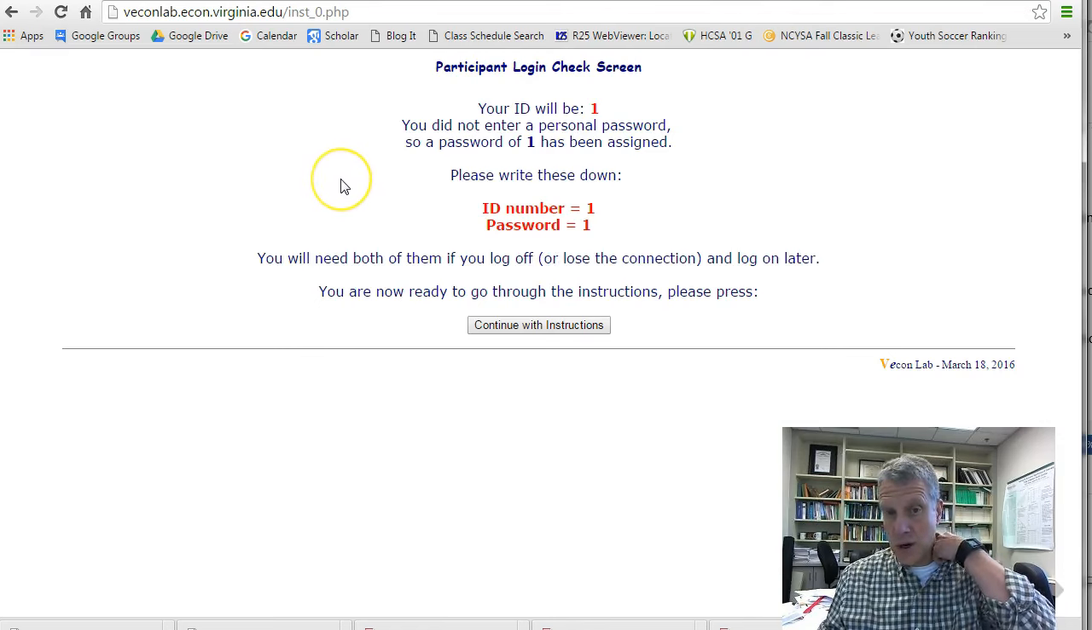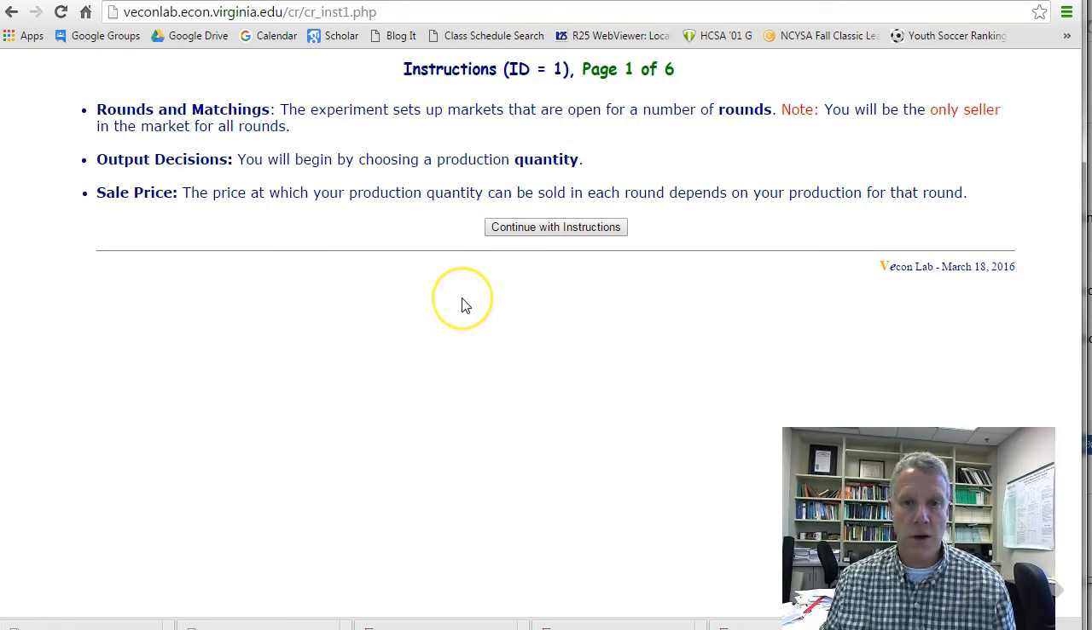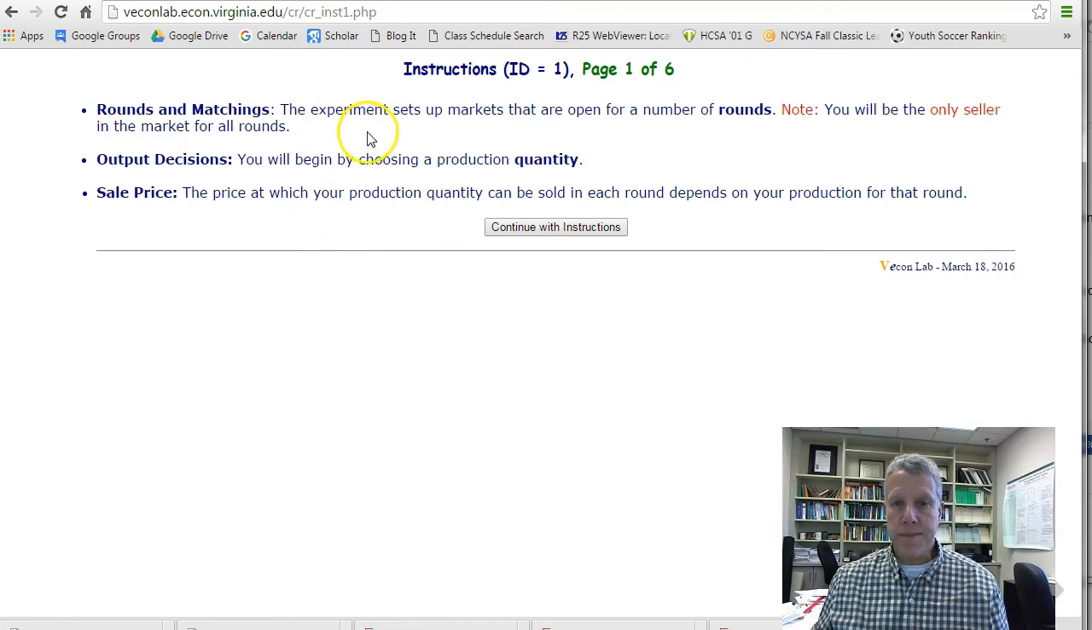Okay, so I'm ID number 1. My password is 1. And I'm going to remember that because in case I log off, I can log on later. So let's continue with instructions. So this experiment sets up a market that's open for a number of rounds. And you will be the only seller in the market for all rounds. You will begin by choosing a production quantity. The sale price in each round depends on your production for that round.